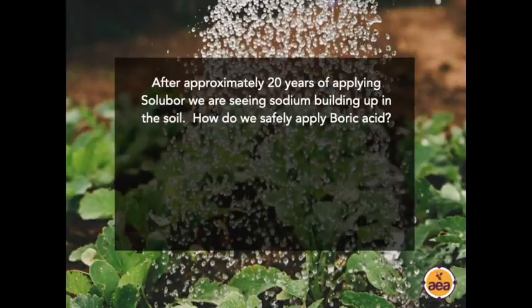It's going to be more work to dissolve it and get it solubilized in water, but it's still possible. So you just may need to use hot water and solubilize it and apply it in that form.